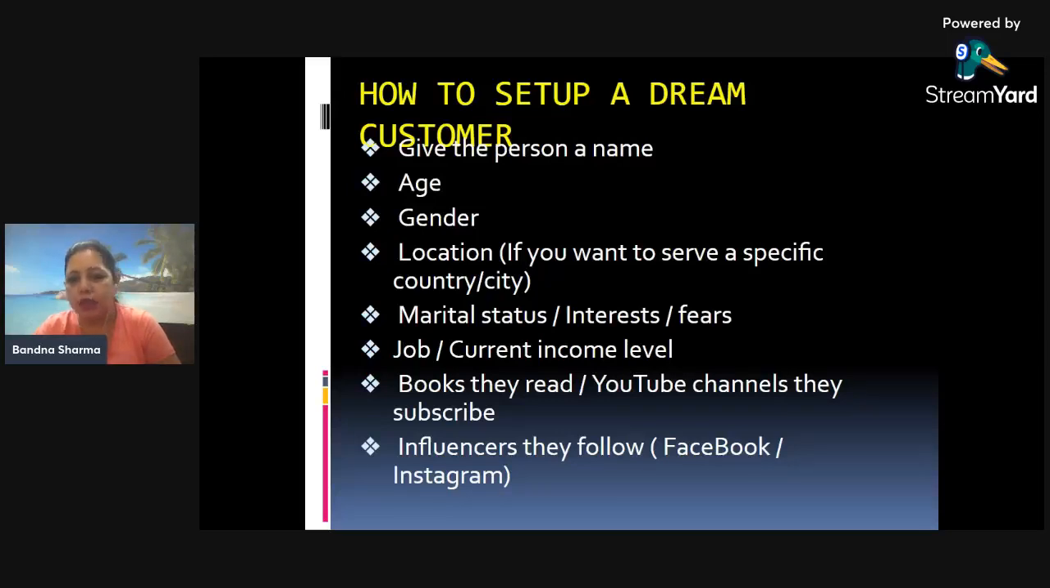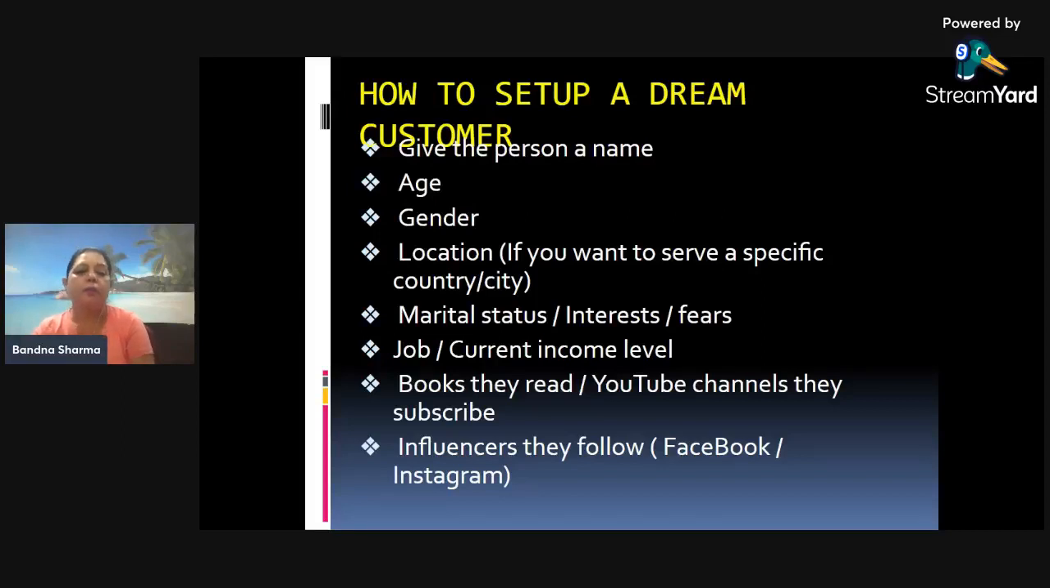The person who you have identified as your dream customer, you can give a name to that person. Then you can put the age. You have identified a particular group of people, means they fall in some particular range of age, right? Maybe 30 to 40 or 30 to 50, so you can write some number as age, like 30, 35, anything you can write according to your research.